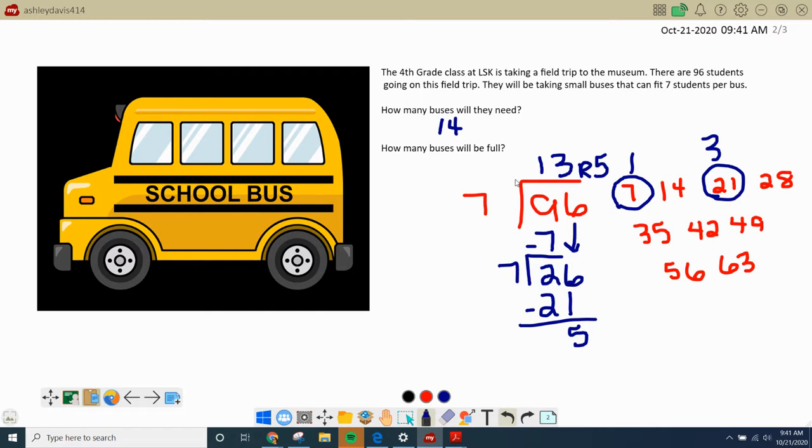When you need 1 more of something, it just won't be full. Okay, so that's when you use the remainder as a +1 to the quotient. Okay, because we're not going to leave those students behind. We're really taking 14 buses.